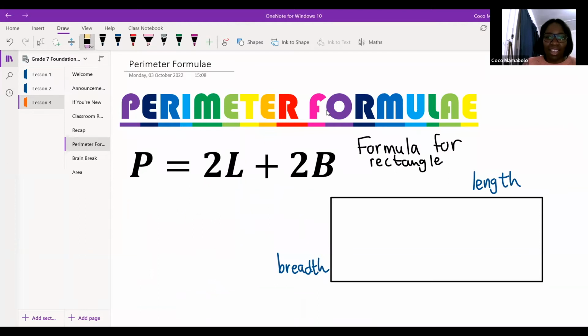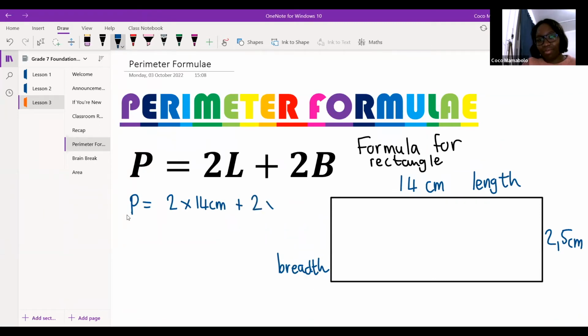Okay, let's look at this. This side is 14 centimeters, and this side here is 2.5 centimeters. Masichaba, what do I need to write? You have to write P is equal to 2 times 14 centimeters. Excellent. Then plus 2 times 2.5 centimeters. Excellent. My next line.